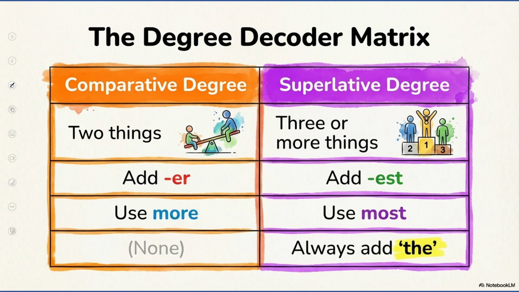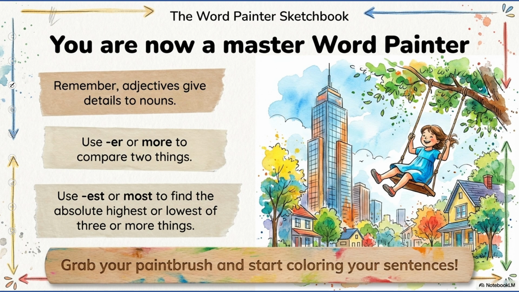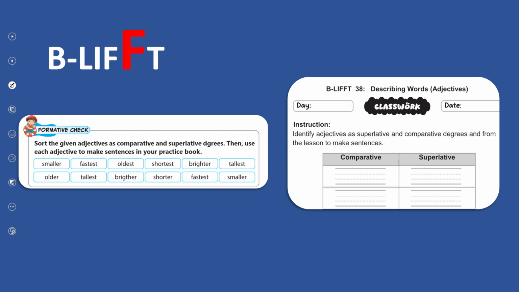So if you want to turn a simple adjective into a comparative degree, you can either add ER or add more. Or if you want to turn a simple adjective into superlative, you can either add est or use most, but the is the most important part in the superlative degree, which is very, very important. We have already discussed this.